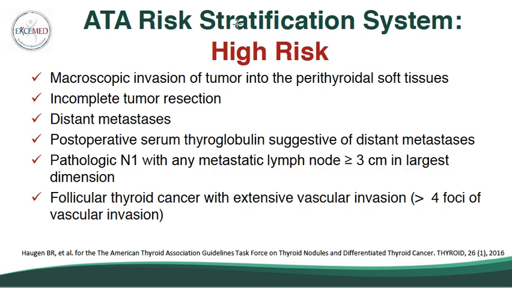Patients who have these features on their histopathology report, or intraoperatively observed by the surgeon, such as macroscopic invasion of tumor into the perithyroidal soft tissues, incomplete tumor resection, distant metastasis, a very high post-operative serum thyroglobulin suggestive of distant metastasis, presence of lymph node invasion, as well as follicular thyroid cancer with extensive vascular invasion. All these features classify your patient as high risk. So everything in between will be considered intermediate risk.